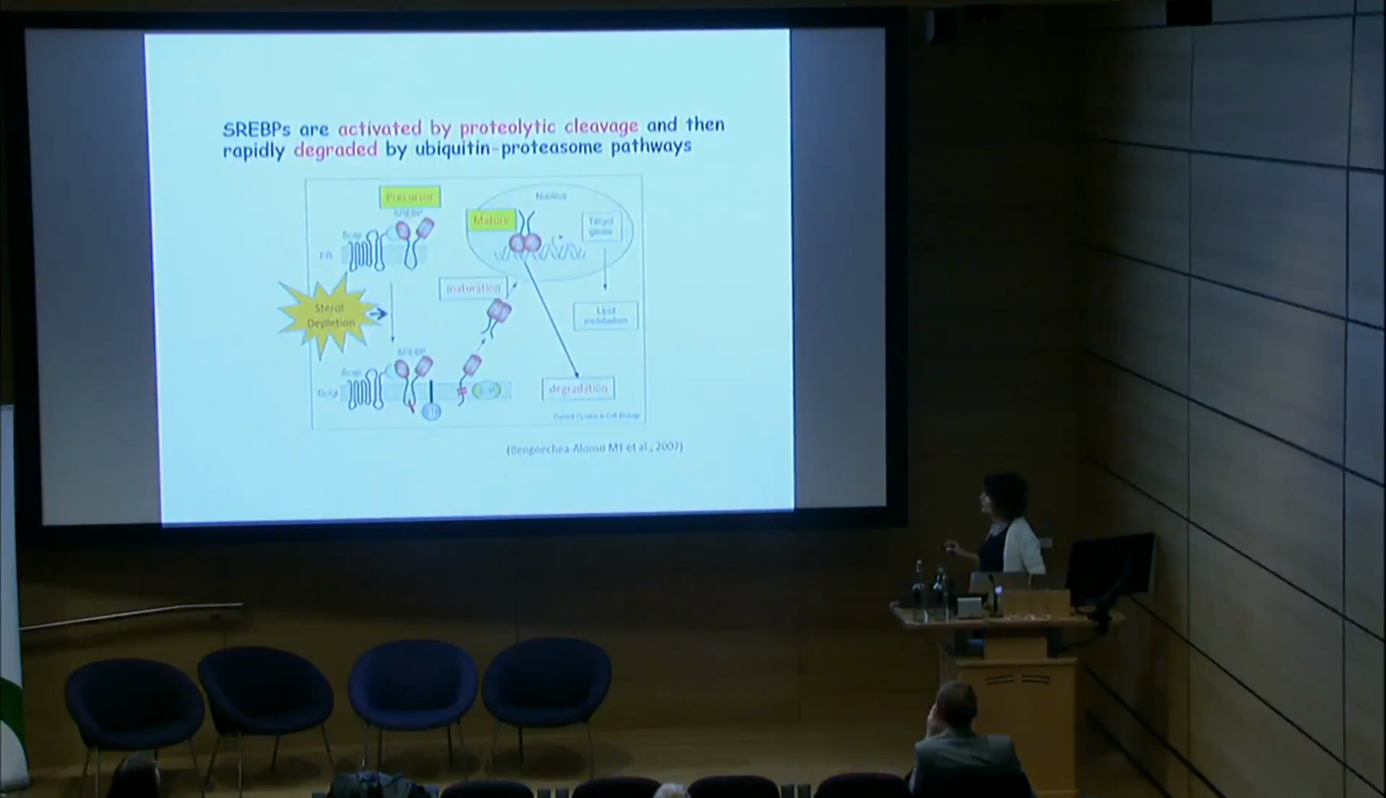SREBPs are held in the ER as inactive large precursor proteins, and then when the cell is deprived of cholesterol, they are transported to the Golgi. They are subjected to two separate cleavages, which then releases the mature active form of SREBP2, which gets into the nucleus and binds to the sterol response element that I alluded to before.